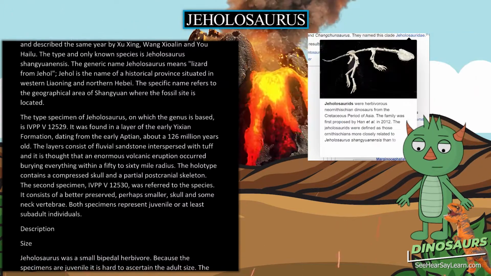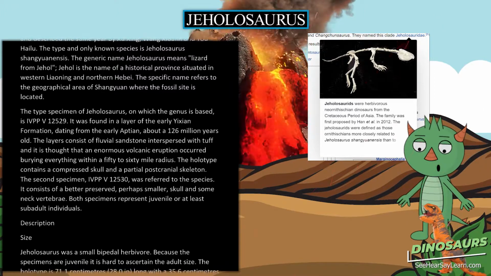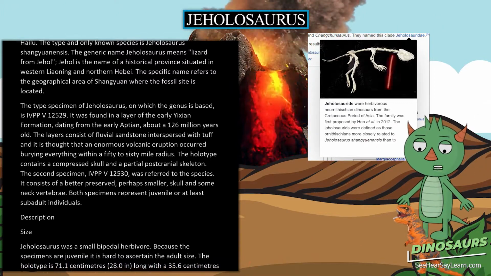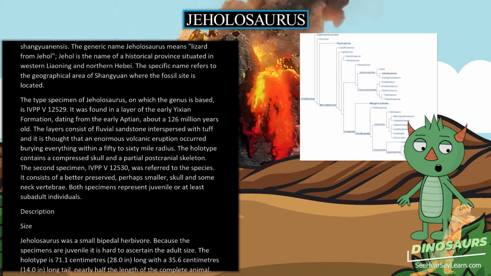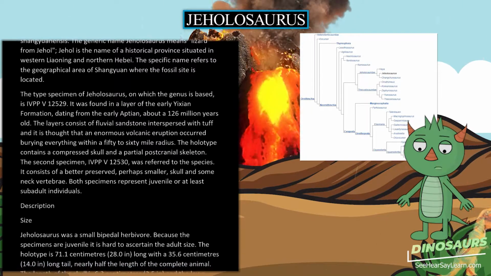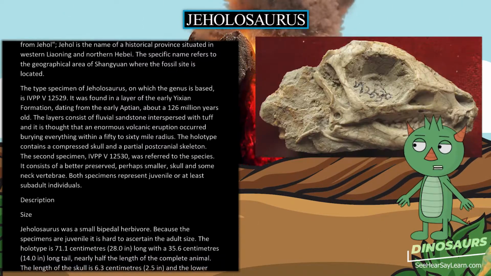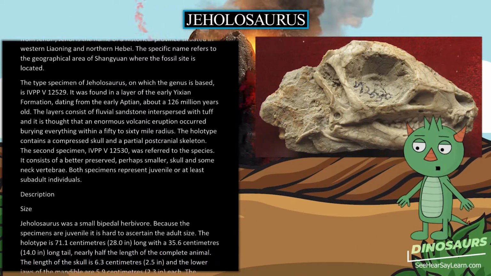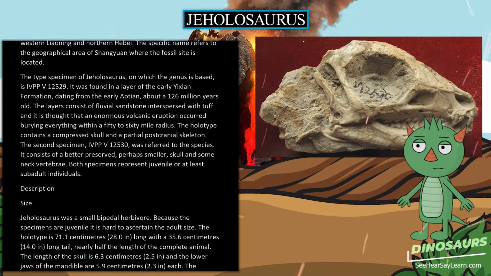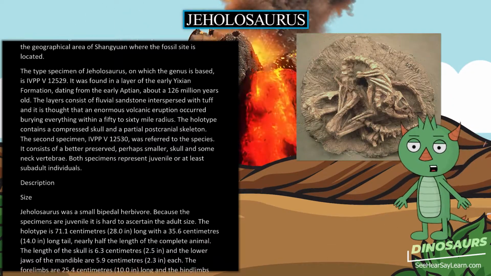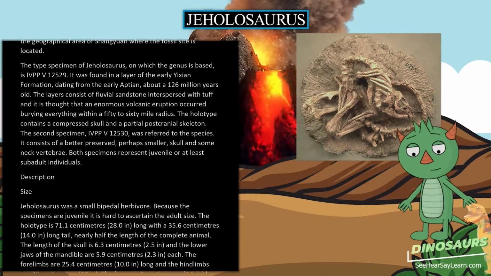The holotype contains a compressed skull and a partial postcranial skeleton. The second specimen, IVPP V 12530, was referred to the species. It consists of a better preserved, perhaps smaller, skull and some neck vertebrae. Both specimens represent juvenile or at least subadult individuals.